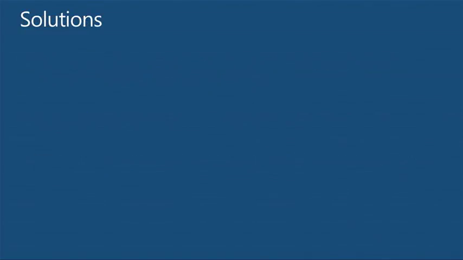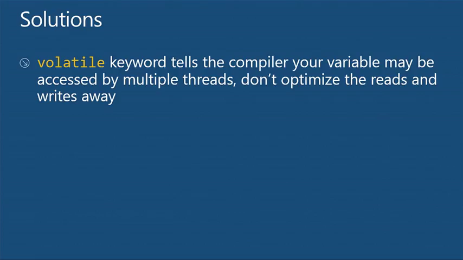How do we fix it? Well, a lock will fix it. The compiler won't optimize away a lock. That would just be silly. What we can also do, though, is apply the volatile keyword. Now, the volatile keyword seems to be fairly well misunderstood. There's a lot of conflicting and confusing information about it.